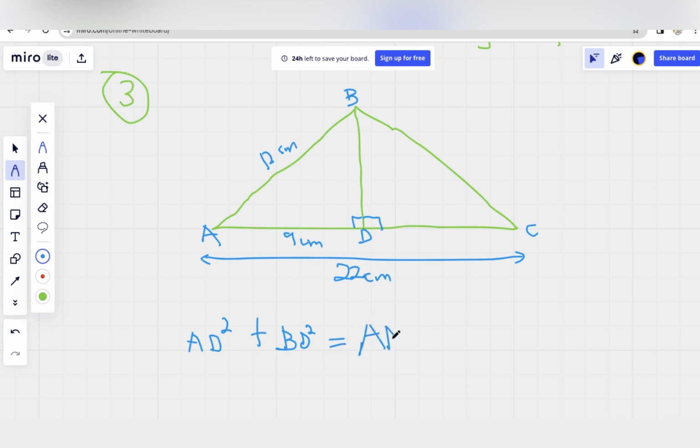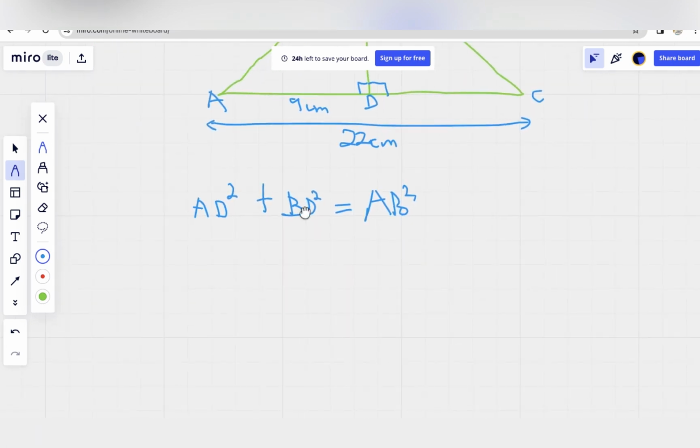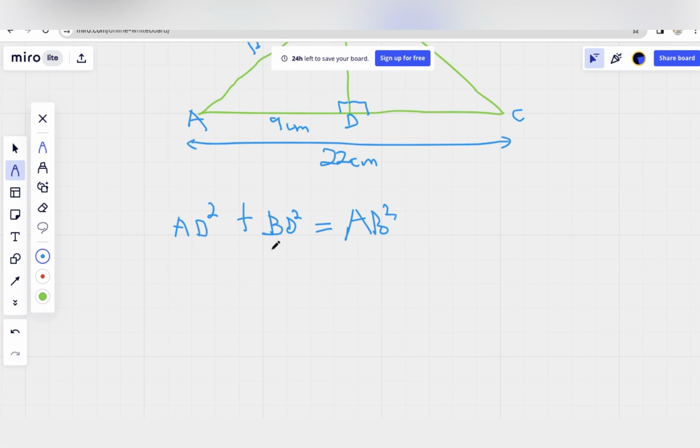Now, we already know in this question, we know the AB. So we're looking for what? BD. So we make BD the subject of the formula. In making BD the subject, you simply say BD square is equal to AB, the longest side, AB square minus AD square. You bring AD to this side, when you bring AD, it becomes minus. So it becomes minus AD square. Okay, so that's how.